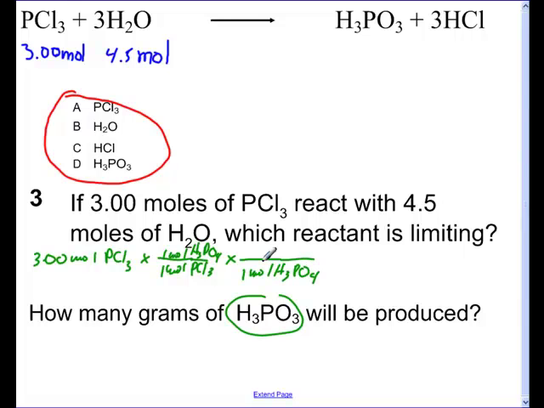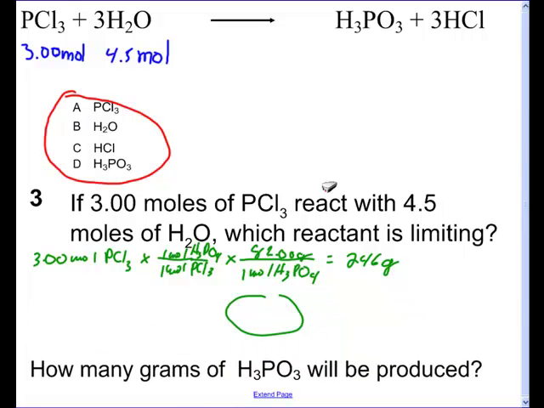right, happens to weigh 82 grams. And that would equal 240. Oh, that's terrible. Let me write that out there. That would equal 246 grams. Okay. Well, let's go ahead and do that with the next one. So that's how many grams 3 moles would make. Well, let's see how many grams 4.5 moles of water would make.